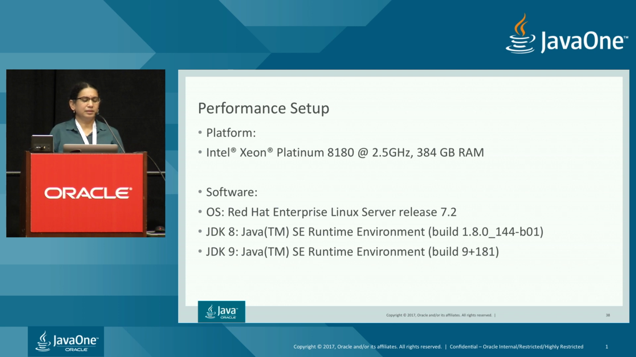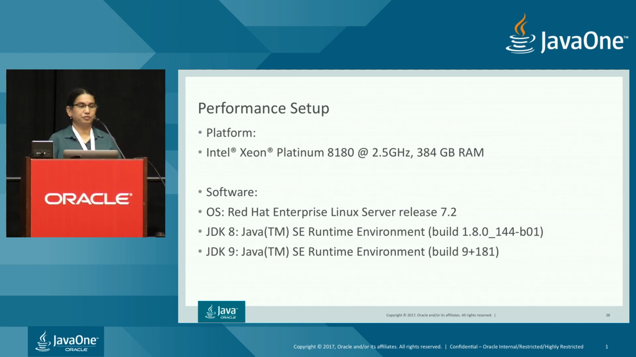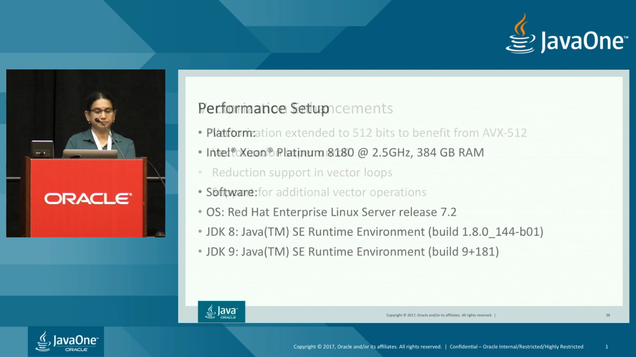Intel recently released the Skylake platform in July. And unless otherwise stated, most of the performance runs are done on the top bin Skylake platform, that is the Intel Xeon Platinum 8180 at 2.5 gigahertz with turbo at 3.8 gigahertz with 384 GB of RAM. And we are comparing the latest JDK 8 release, the JDK 8 update 144, with the JDK 9, which was just released September 22nd. All the runs were done on the Linux platform.